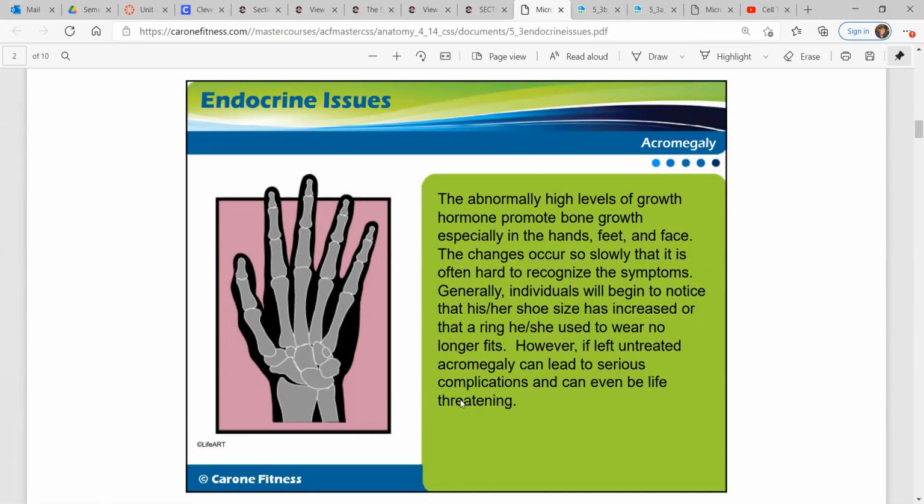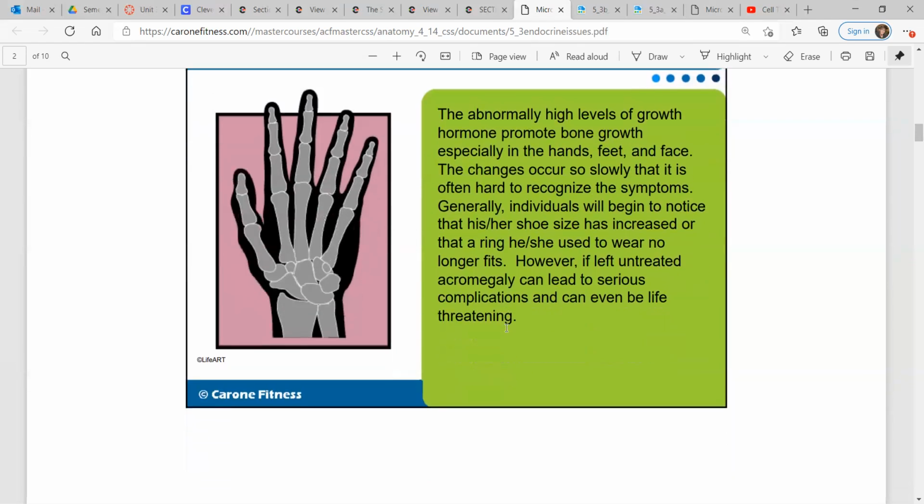Abnormally high levels of growth hormone promote bone growth in the hands, feet, and face regions. The changes occur so slowly that it is often hard to recognize symptoms. Individuals will begin to notice that his or her shoe size has increased, or that a ring she used to wear no longer fits. If left untreated, acromegaly can lead to serious complications and can even be life-threatening.